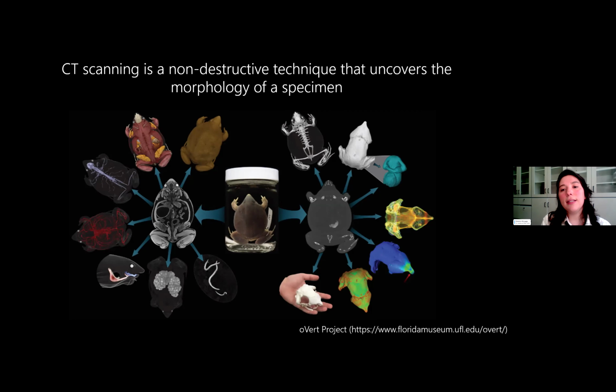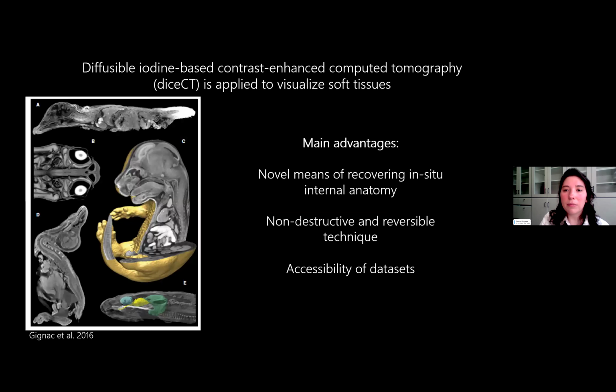And this technique is especially useful for us to access structures that are challenging to study with traditional anatomical methods, either because it provides a more clear picture of these structures, which means that we can see them more clearly, or because it does so without any damage to the specimen, which is always desirable.